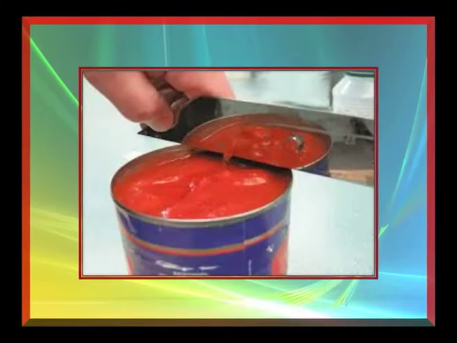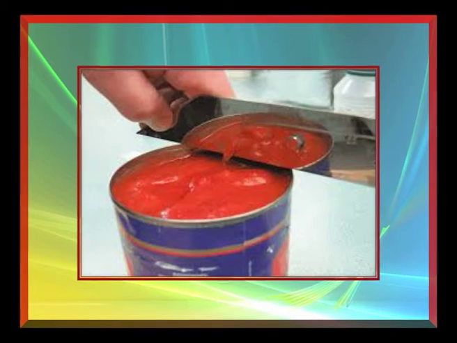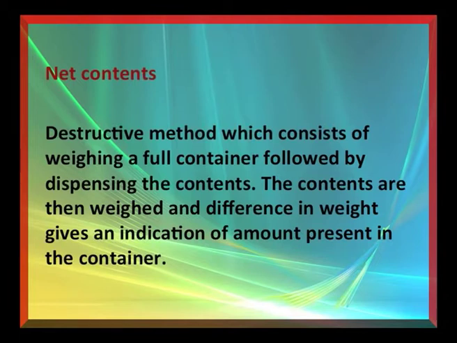Determination of the amount of medication received by a patient is a difficult procedure because all of the dispensed material is not carried to the respiratory tract. An artificial respiratory system can be used for this purpose. And the next parameter is net contents. Numerous methods can be used to ensure that sufficient product has been placed into each container. The tared cans that have been placed onto the filling line are reweighed and the difference in weight is considered as net contents. The other method is a destructive method, which consists of weighing a full container followed by dispensing the contents. The contents are then weighed and the difference in weight gives an indication of amount present in the container.